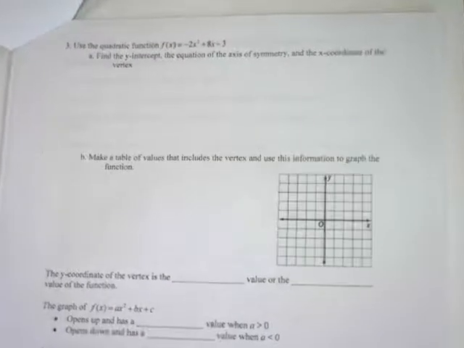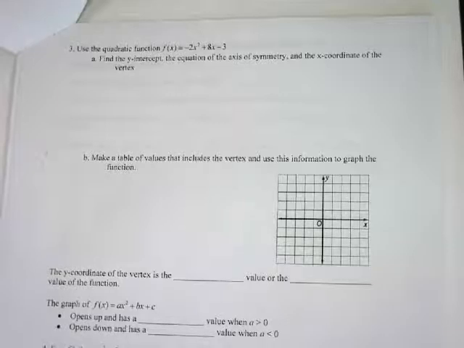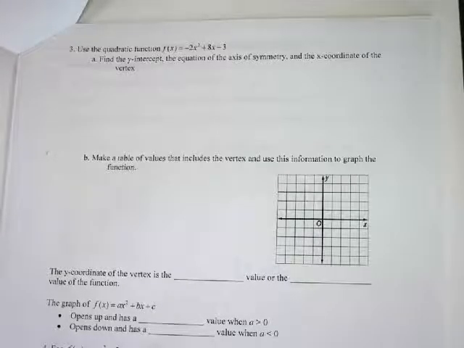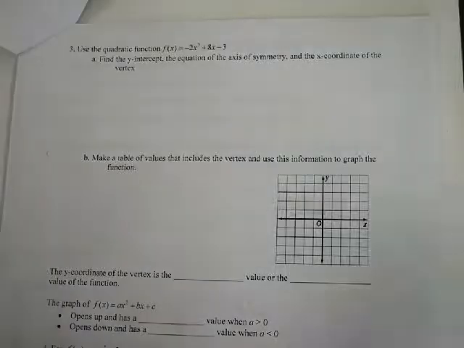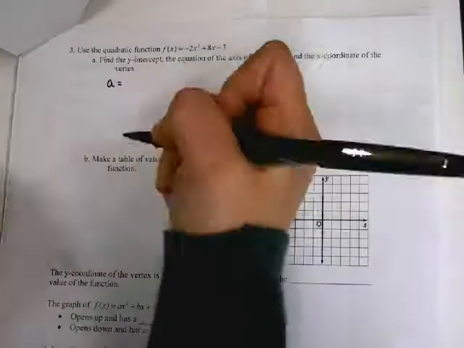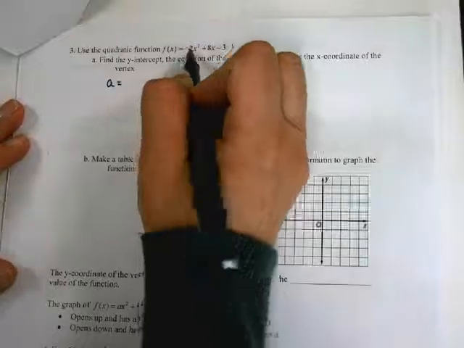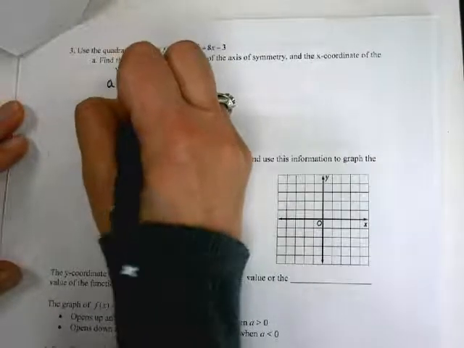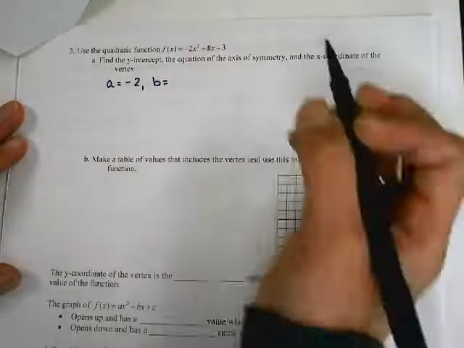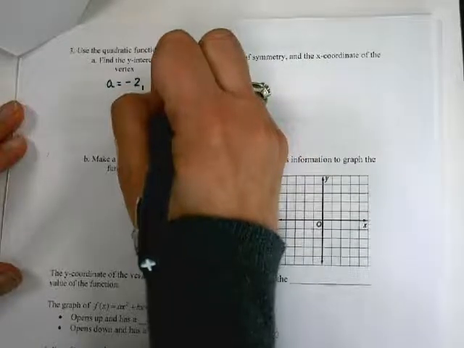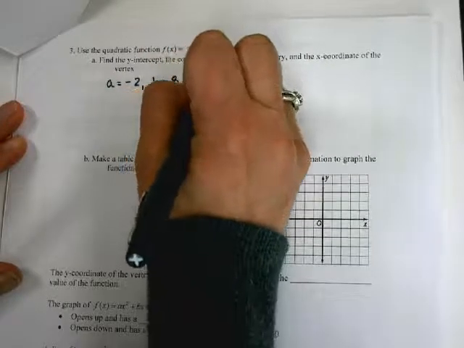Number 3 says, use the quadratic function f of x equals negative 2x squared plus 8x minus 3. Again, find the y-intercept, the equation of the axis of symmetry, and the x-coordinate of the vertex. That one's written in nice order, so let's figure out what a, b, and c are. A is the coefficient of my quadratic term, so it's negative 2. B is the coefficient of my linear term, so it's 8. And c is my constant, so negative 3.